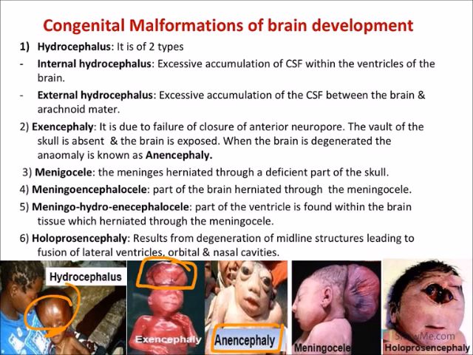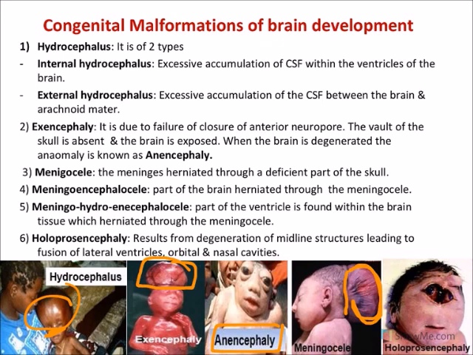We have another condition which is called meningeocele. Meningeocele, in which we have failure of obliteration of the anterior neuropore and protrusion of the meninges outside a defect in the skull. This is called meningeocele. So you have here the sac, which is filled with the cerebrospinal fluid, protruded from the defect of the skull bone, and this is called meningeocele.